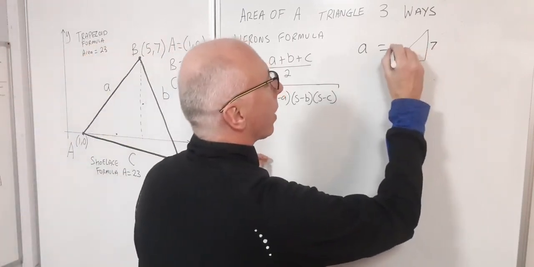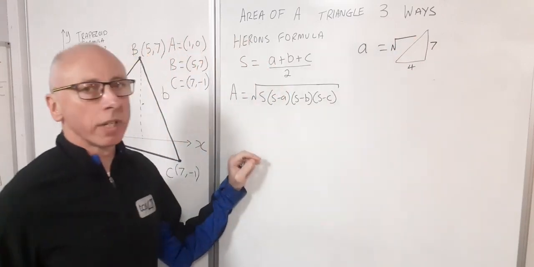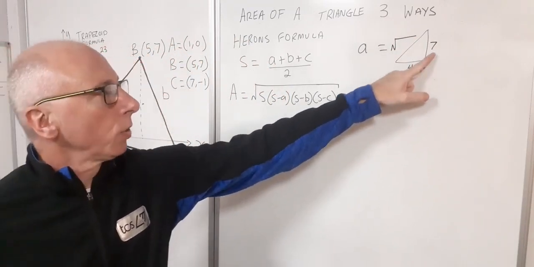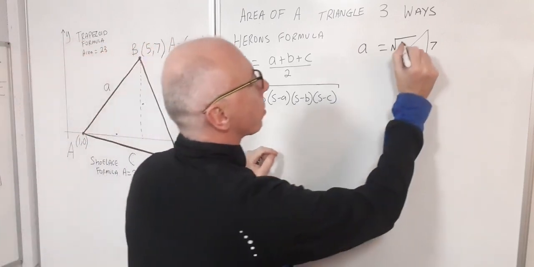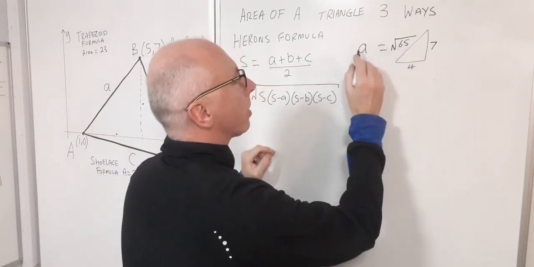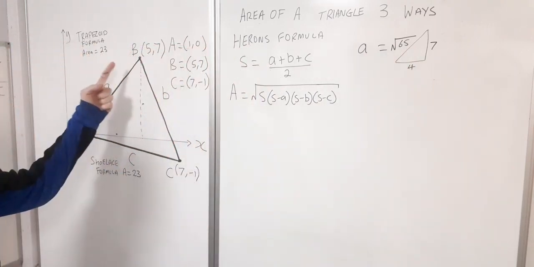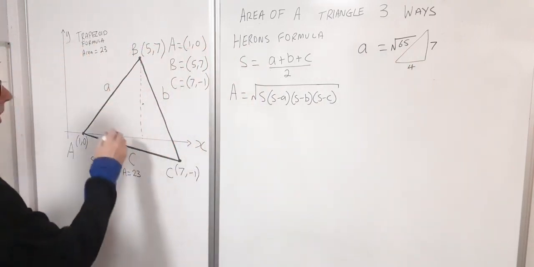This side here is from 7 to 0, so that one is 7. So then using Pythagoras' theorem, we're going to have a square root of 7 squared plus 4 squared. So that's 49 plus 16, so that's the square root of 65. So that gives us A. What about B? So we've got our triangle here.